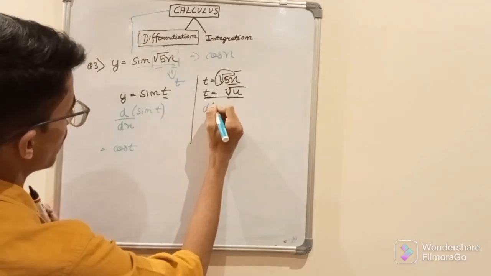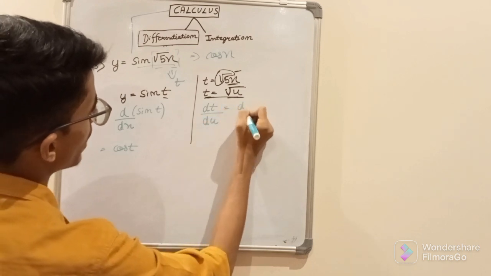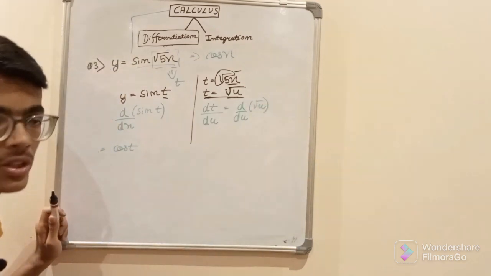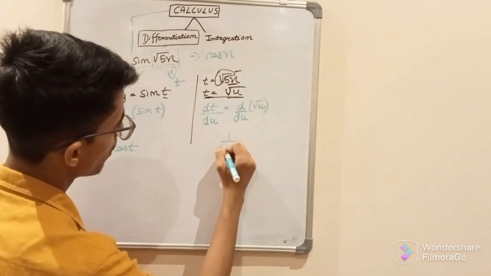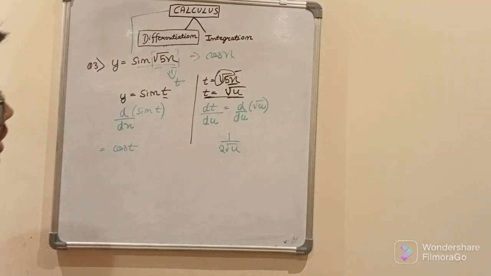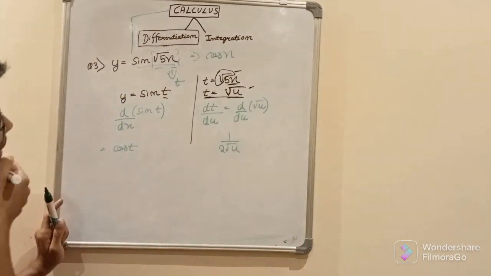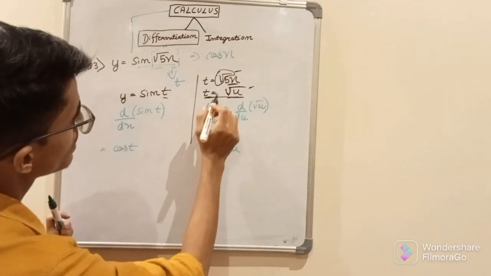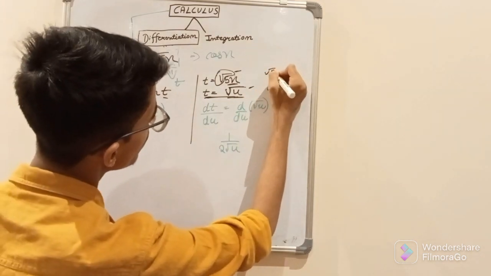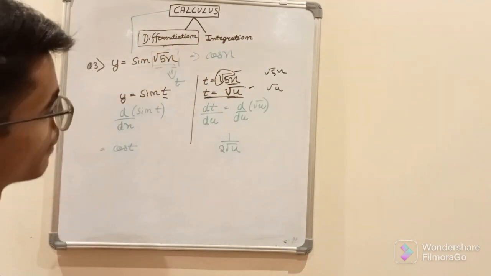So it will be dt upon du, and we have the value for t, that is root u, and we know the differentiation of root u, that is 1 upon 2 root u. Now this has to be differentiated one more time because still we have this root over here. So as we can see, t is equal to root u and t is also equal to root 5x. That means both of them are equal to t.